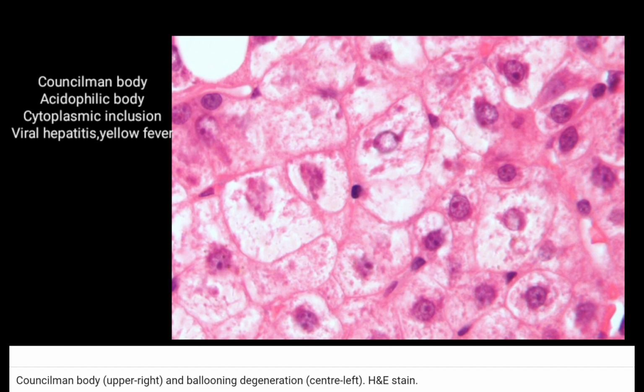Then we have Councilman bodies. Councilman bodies are basically acidophilic bodies. In the upper right of the image, we can see acidophilic bodies. These have cytoplasmic inclusions, and these are found in viral hepatitis and in yellow fever. The ballooning degeneration, the ballooning of the cells, is shown in the center.